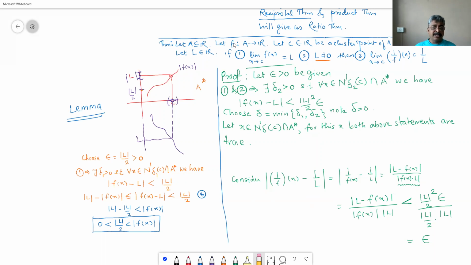Now, instead of this A star business afterwards, you can always write: consider a set A star which is a subset of R such that all those x which make this L equal to 0 are absent, or you create them, and then maybe a couple of lines you have to write about what is A star. Maybe I will put those lines also now in this proof.